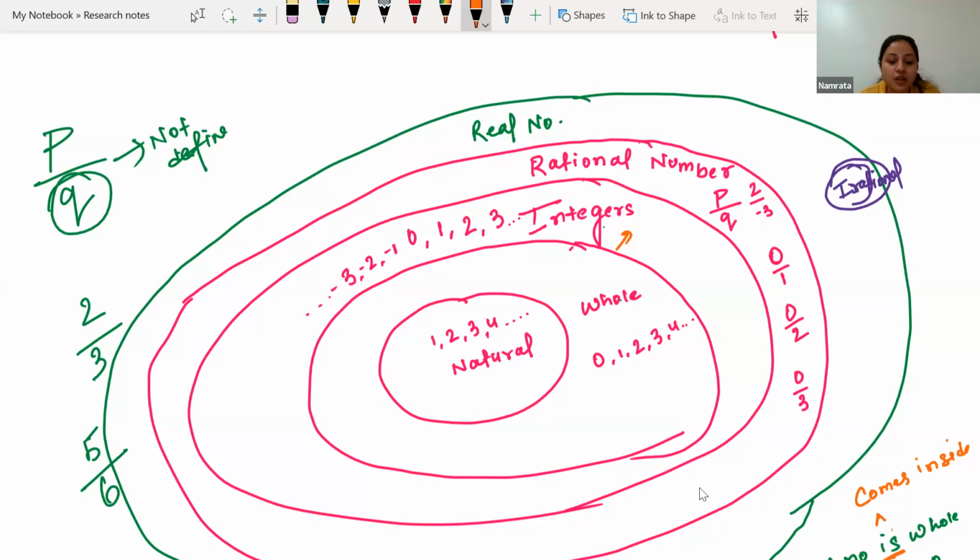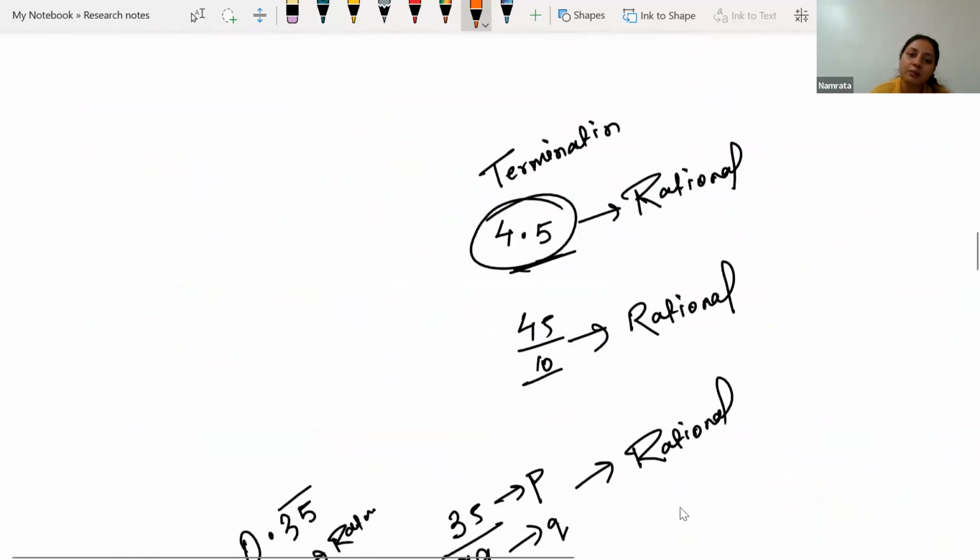Next one is every rational number is a whole number. Is we can just replace with comes inside. So every rational number comes inside whole number, can we see that in this diagram? No. All the rational numbers are not whole numbers. Whole number means like 0, 1, 2, 3, 4. Rational numbers can be fractional numbers also, and these 0, 1, 2, 3, 4 are also rational numbers. If we take a fractional number as an example, 2 by 5, this is not a whole number. Just keep this diagram in mind.